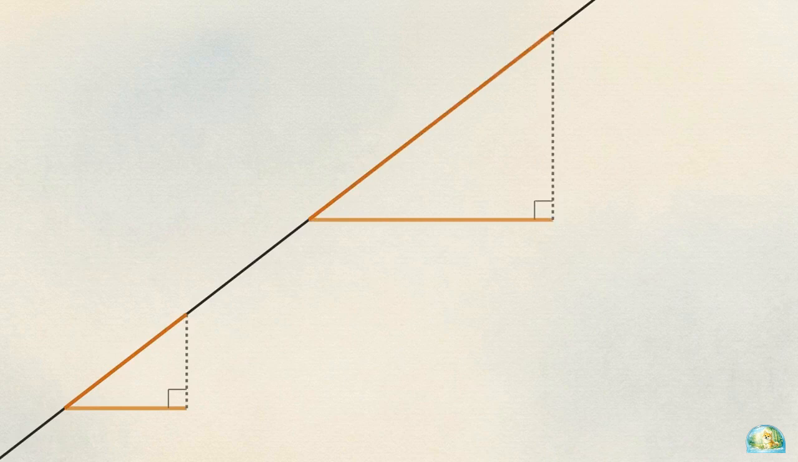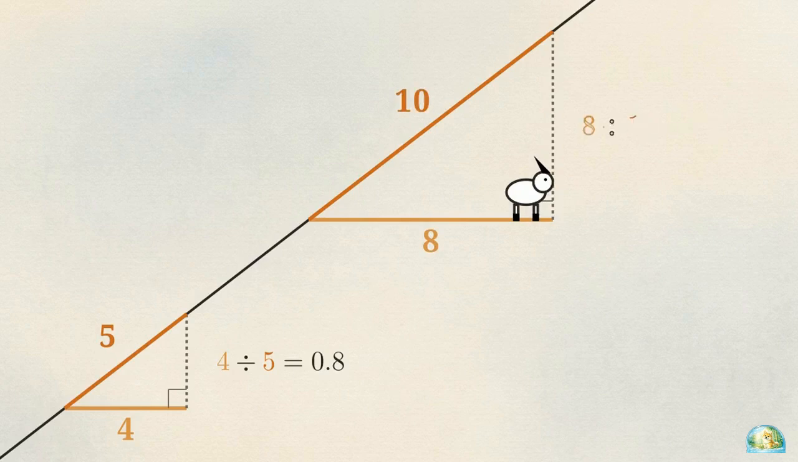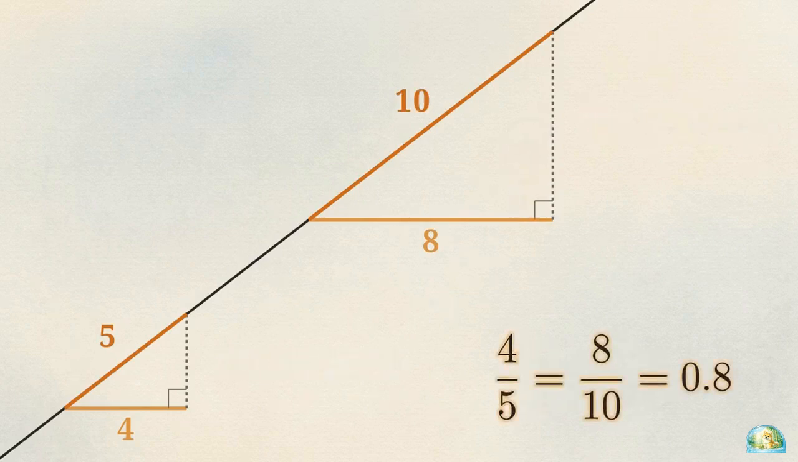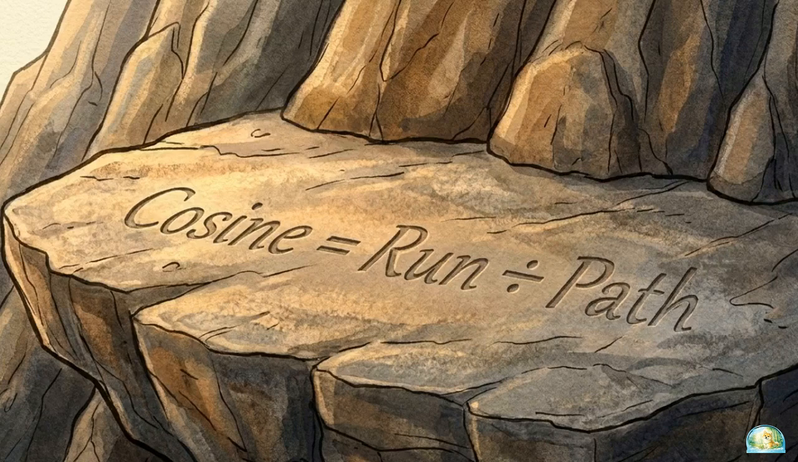That leaves one final pair of sides. We look at the flat rock shelf at the foot of the slope, the run, and compare it to the slanted path. On the small triangle, we divide a run of 4 by a path of 5. On the large, a run of 8 by a path of 10. Both equations evaluate to 0.8. The final proportion holds true. This constant ratio, the adjacent side divided by the hypotenuse, is defined as the cosine.